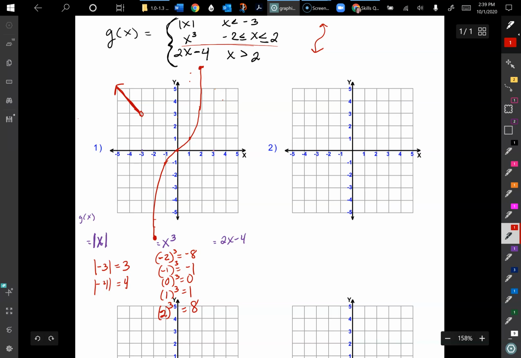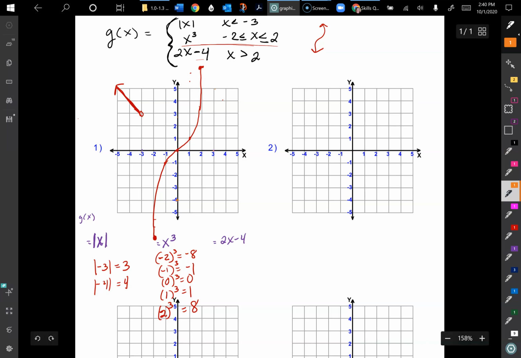Okay. Then we have our last one, which is a linear function. It starts, I'll just put it in orange, at -4. If I wanted to think, okay, that's my y-intercept, and I want to do slope-intercept graphing, you can do that.